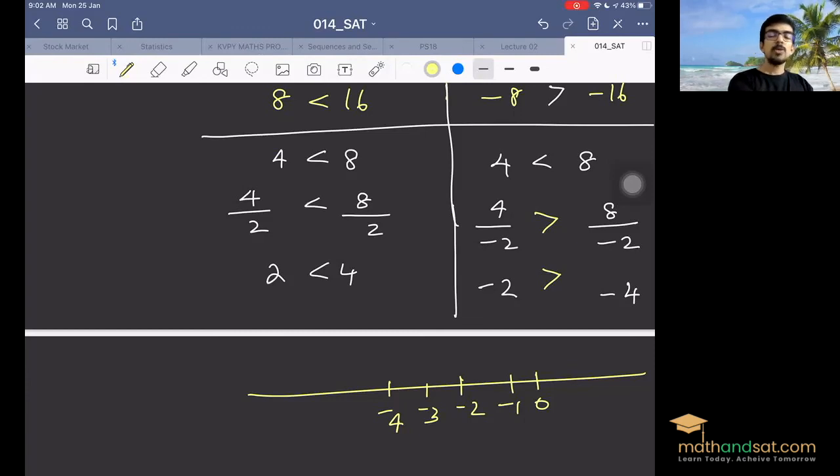Got it? So the idea is very simple. How do you solve an inequality? You do the same process as solving an equation. You expand the brackets, combine the like terms, separate the variable, and do all sorts of operations. But when you're dividing or multiplying with a negative quantity, you should be careful. That's the only difference: the inequality sign will flip.